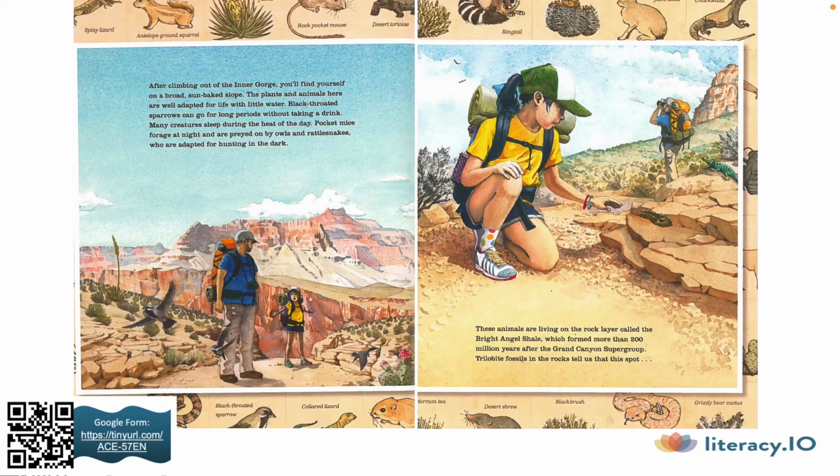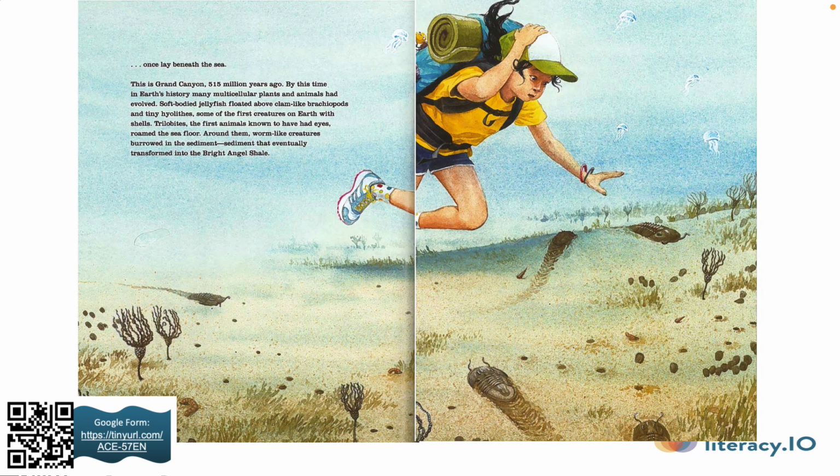These animals are living on the rock layer called the Bright Angel Shale, which formed more than 200 million years after the Grand Canyon supergroup. Trilobite fossils in the rocks tell us that this spot once lay beneath the ocean.